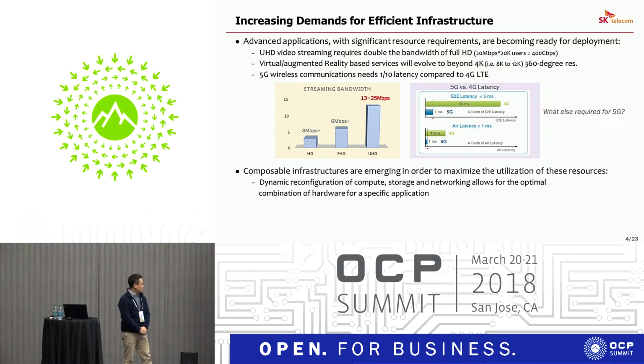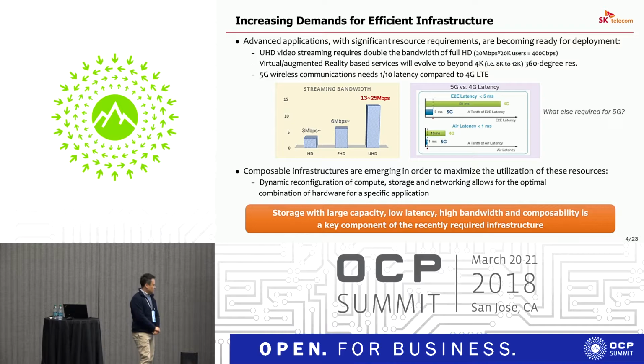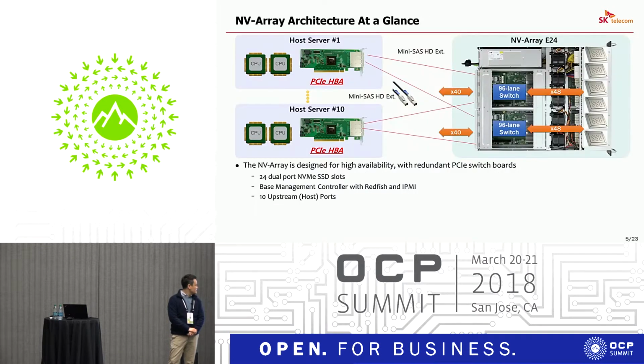And composable infrastructure is another key feature that we need to target and support for emerging applications as well. So dynamic configuration is also required for efficiency in the upcoming infrastructures. So storage with large capacity, low latency, high bandwidth, and composability are key components for recently required infrastructures.